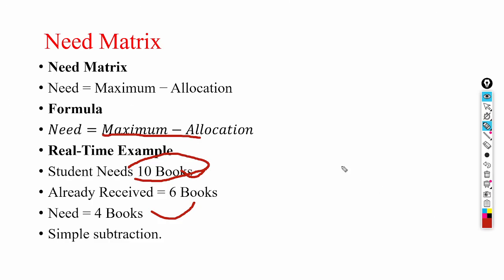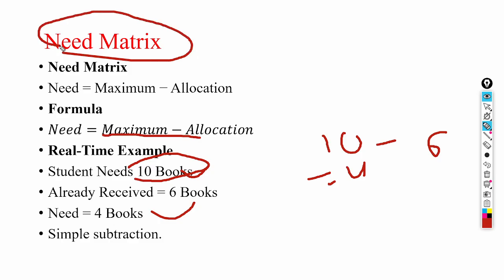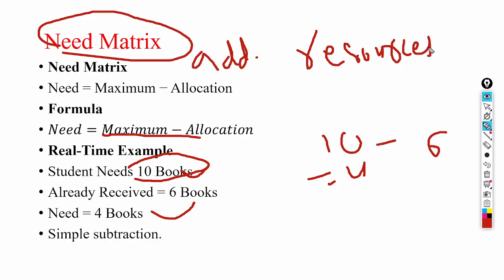The student needs 10 books and has already received 6. 10 minus 6 is 4. The needed books is 4. So this is the formula for the need matrix. The need matrix tells us how many additional resources are required by a process to complete the execution.